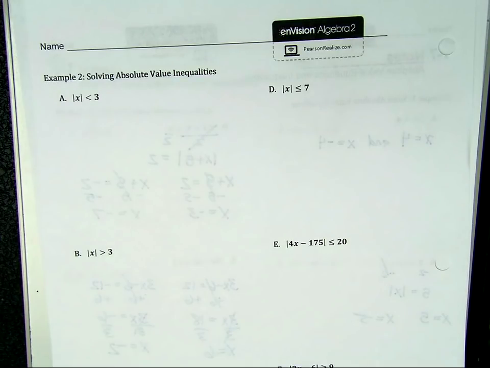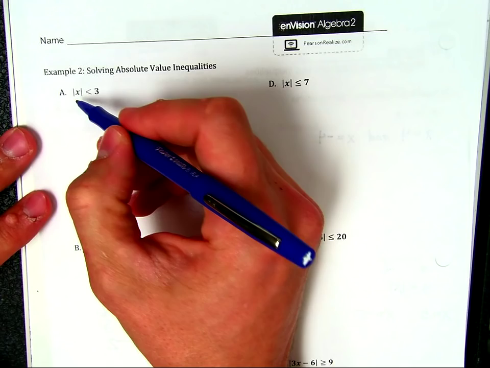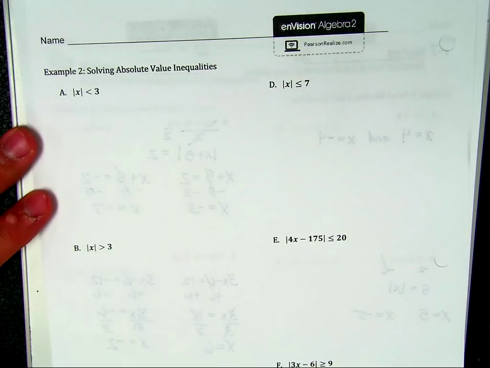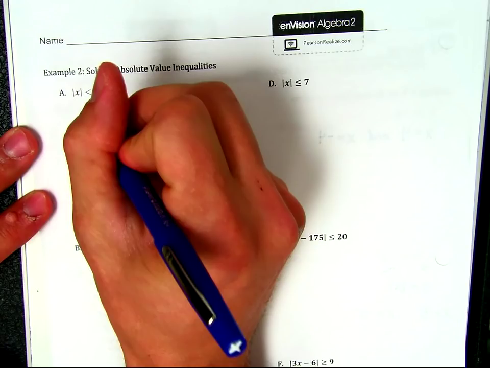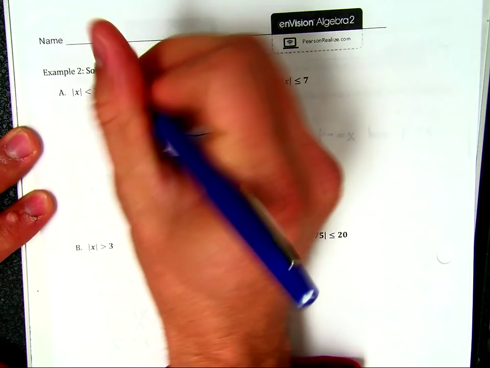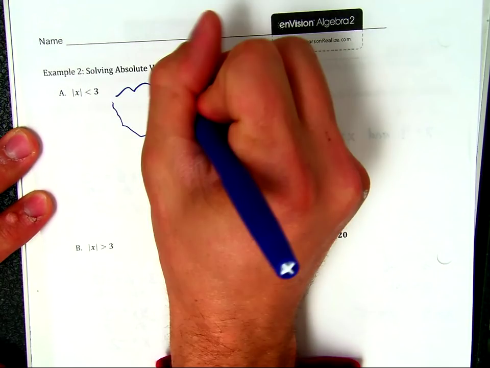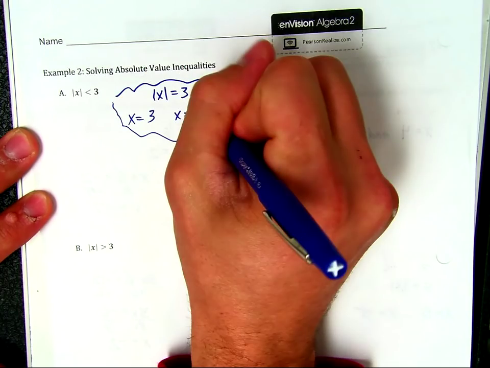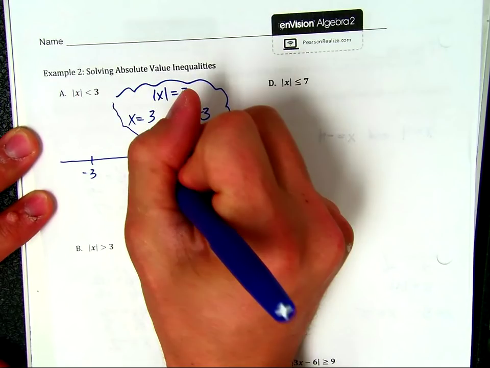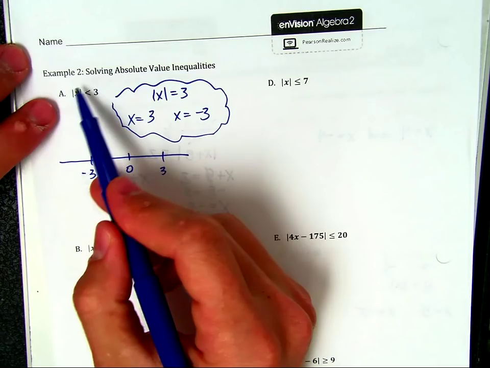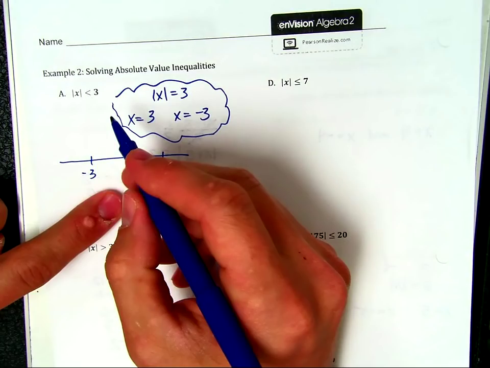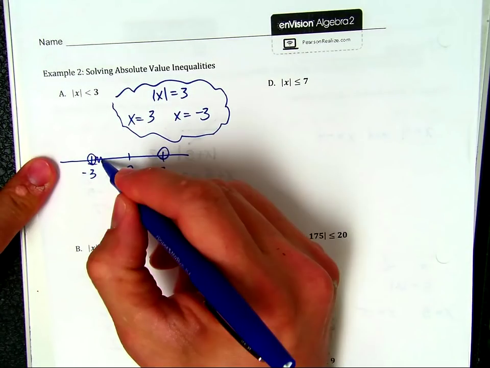But if we think about this, we're saying some number, the absolute value of that has to be less than 3. So if I think about a number line, first think of this as an equation. If I say the absolute value of x equals 3, we know x equals 3, x equals negative 3. But on a number line, whatever number this is has to be less than 3. So essentially, our answer is going to have to be anywhere in between these two numbers.